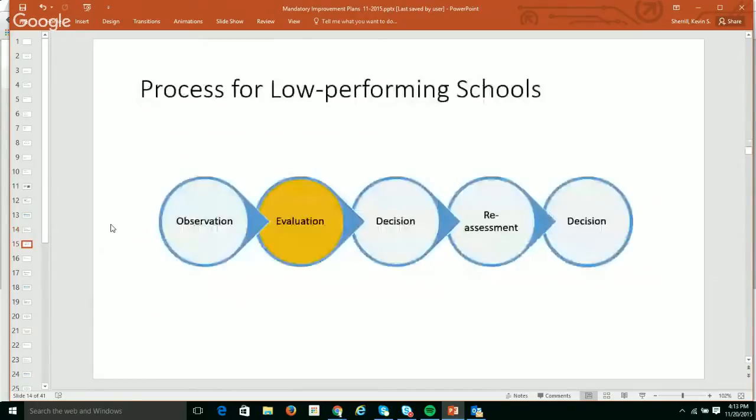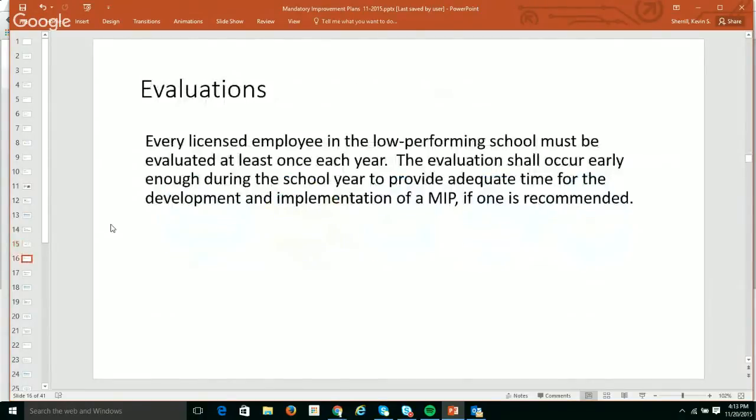All right. So we've talked about the observation or data gathering portion. Now let's talk about the next stage, which is the evaluation stage. The statute says that every licensed employee in the low-performing school must be evaluated at least once each year, and the evaluation shall occur early enough during the school year to provide adequate time for the development and implementation of a MIP if one is recommended. So we've heard this language, and this is kind of the time frame stuff that freaks us out a little bit about actually getting it done.